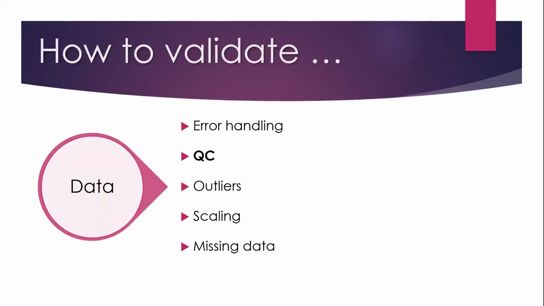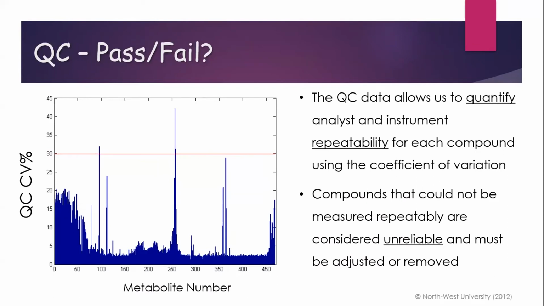Right, QC. What do you do with your QC data? How do you know if your data is of acceptable quality? The QC data that we gather allows us to quantify analyst and instrument repeatability for each compound using something called the coefficient of variation. Compounds that could not be measured repeatedly are usually considered unreliable, and you should either adjust or remove them.